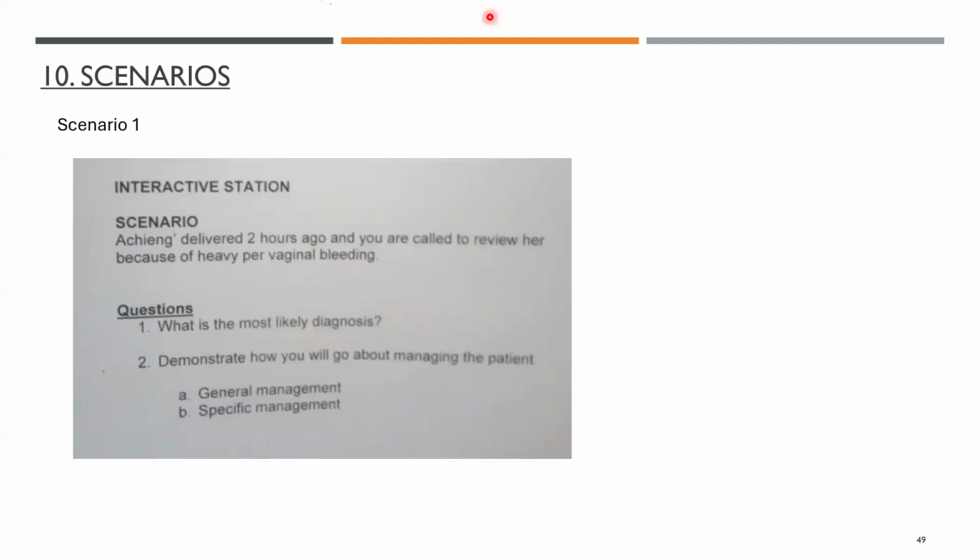Perfect. I can see a couple of answers for question 1, where we've said, what is the most likely diagnosis? So what's the scenario here? We have Acheng, who delivered 2 hours ago, and you have been called to review her because she's having heavy per vaginal bleeding. Excellent. The first answer is correct. We have primary PPH. What's the next step in managing this patient? Let me give you another 2 minutes to type out your answers, and then we'll discuss this.